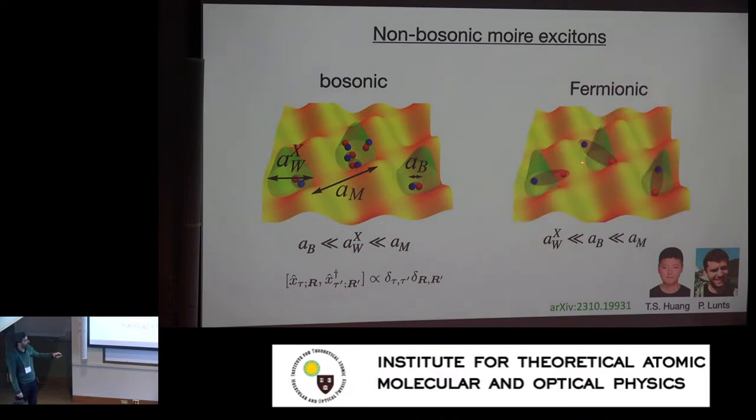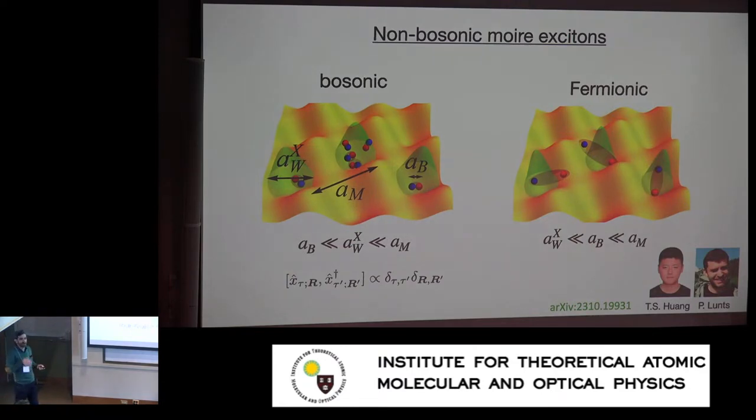But if the Bohr radius becomes larger than this Wannier orbital, then they become basically fermionic. You cannot put two of them on top of each other. This is what I'm just saying is Pauli exclusion. If you turn off the interaction between electron and hole, it is Pauli exclusion. So is any of this physics relevant to this TMD exciton?